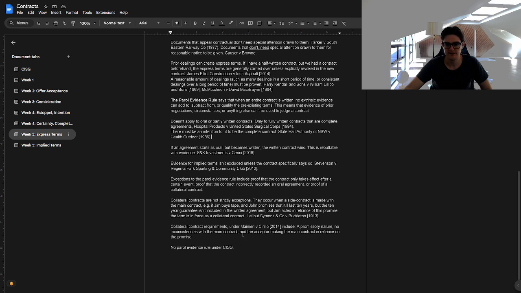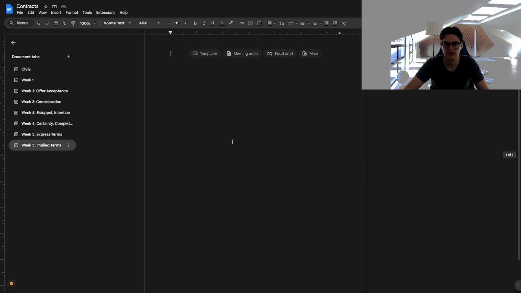So we'll look at exceptions, and that'll outline this section more thoroughly. If an agreement starts as oral, so I say, I'll sell you this brown tape for $10, and you say, sure, and then we decide to write it down, the written contract will supersede. Evidence for implied terms isn't excluded unless the contract specifically says so. We look at implied terms next week, and that'll be the first thing we look at in the next video.